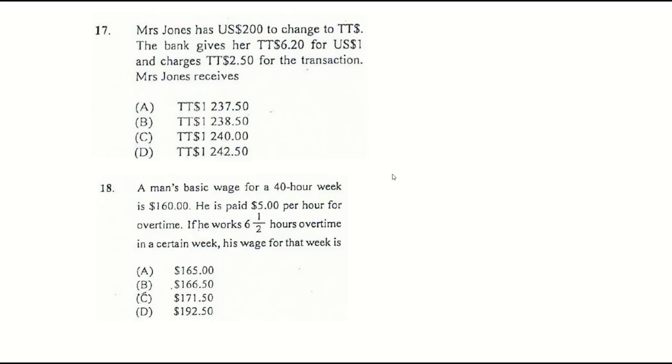Mrs. Joan has 200 to change to TT. The bank gives her a $6.20 TT for 1 US and charges $2.50 for the transaction. So first let's find out how much is the $200. So 200 US is equal to 6.20 multiplied by 200 over 1.